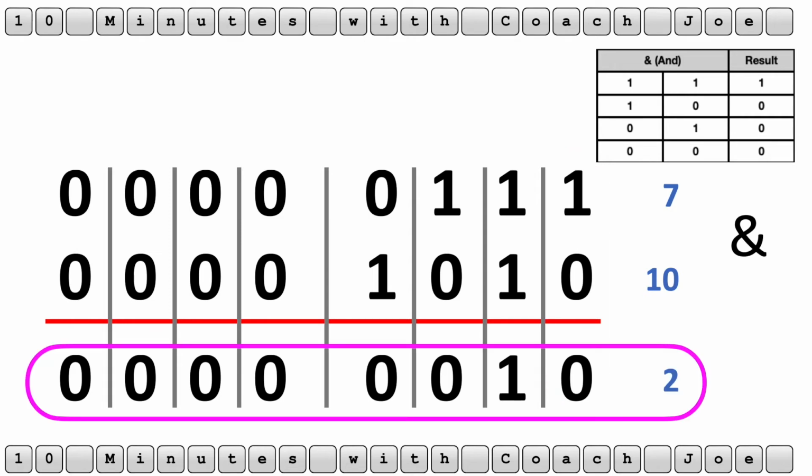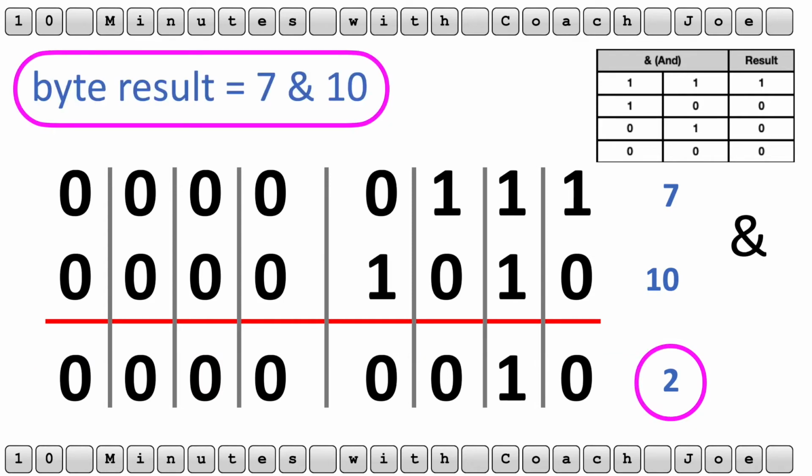The final answer is 0, 0, 0, 0, 0, 0, 1, 0, or 2. So if I had a statement like result equals 7 and 10, the answer would be 2. We will test this in code later.